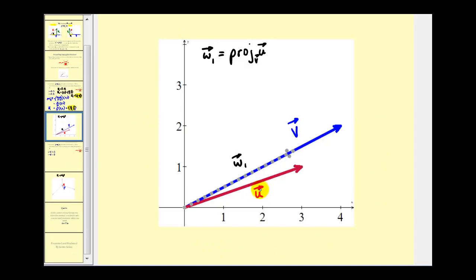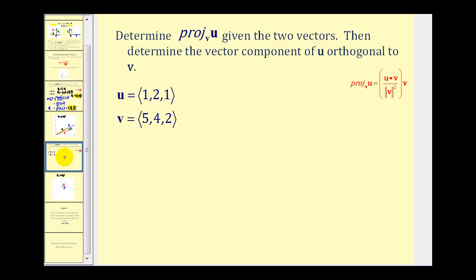We're projecting the red vector onto the blue vector. The projection of u onto v would be here. The orthogonal component, or vector w sub 2, would be here. And we can see that w sub 1 plus w sub 2 is going to equal vector u. So here's a nice illustration of what we just found. The projection highlighted in yellow and the orthogonal component in green. Let's go ahead and try one in R3.